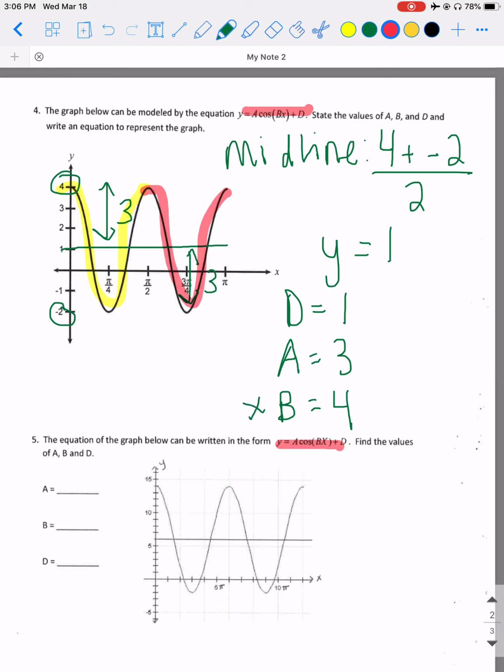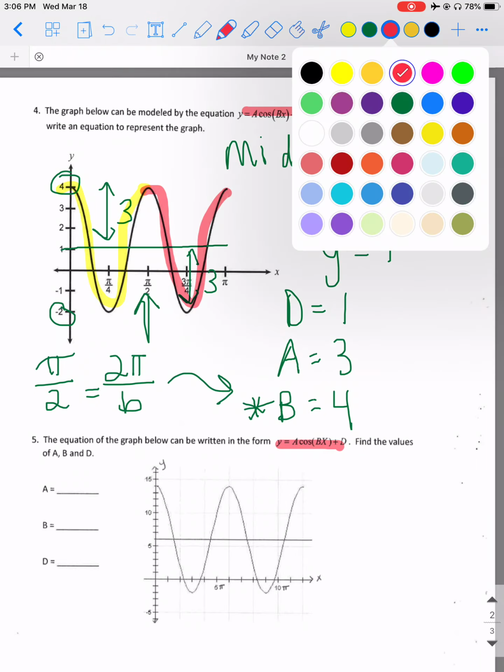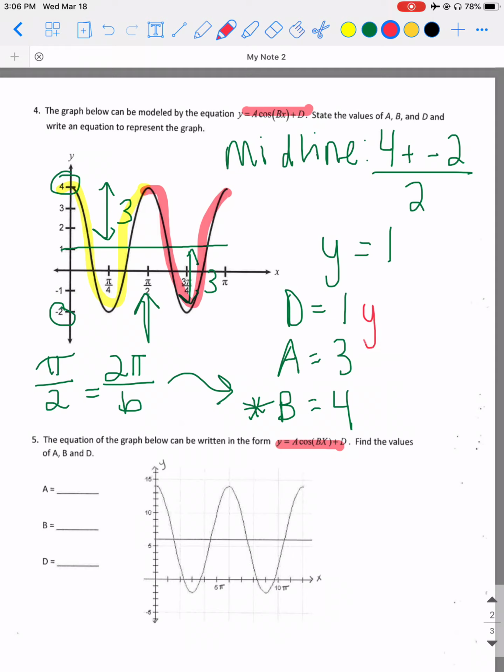Another way that you could do this and solve for the frequency is to determine the period of the function. So in this case, the period it took to complete 1 full cosine cycle is pi over 2. So I know the period, pi over 2, is equal to 2 pi over the frequency. If I solve this for b, I'll also end up with 4. Once I have all of this information, I can write the equation of my function, which would be y equals 3 cosine of 4x plus 1.